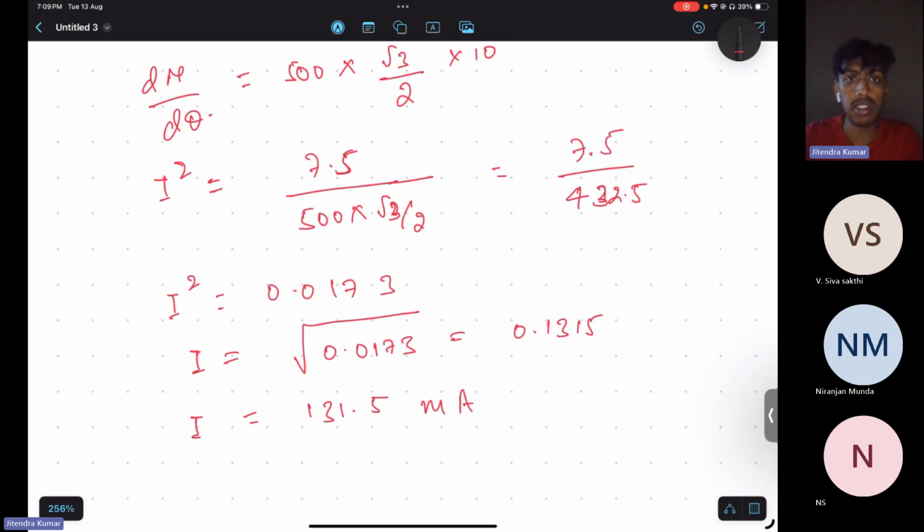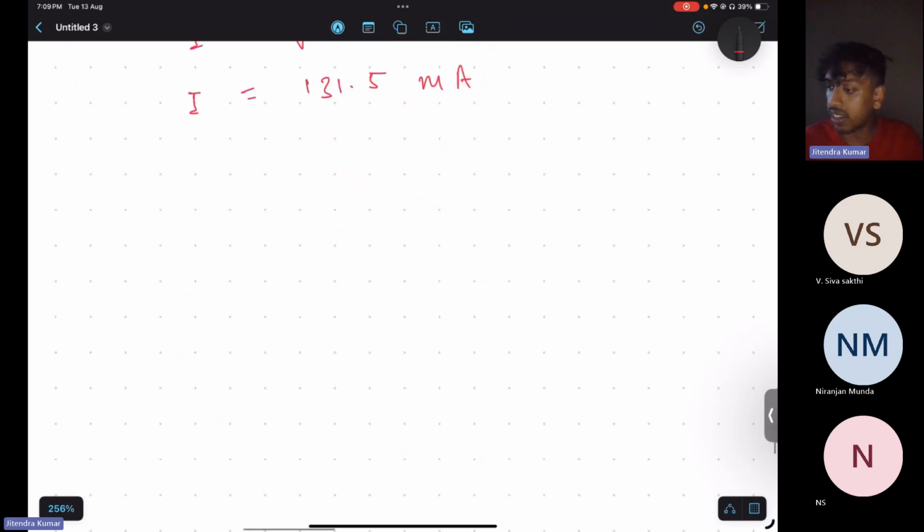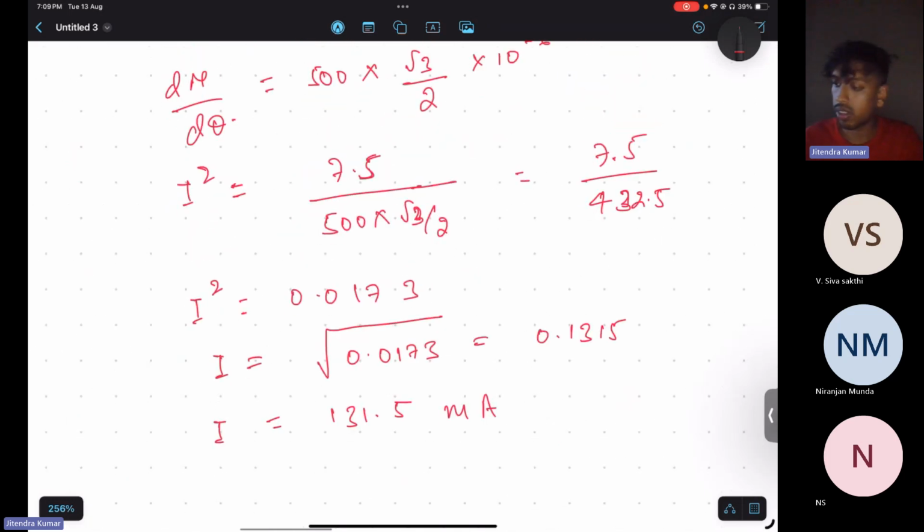Okay, so that was the second subsection. Now the third and final subsection of the data assignment. Any doubt in this part?